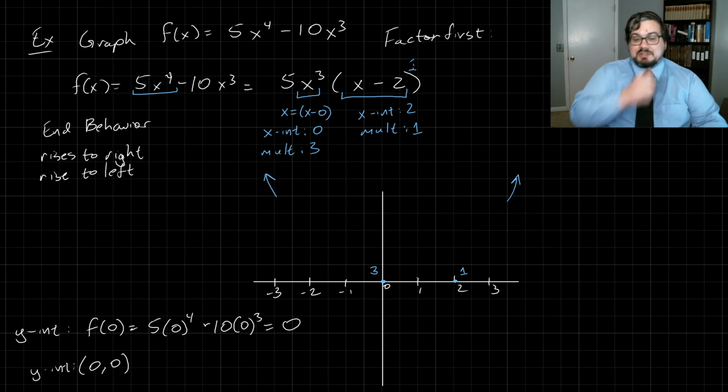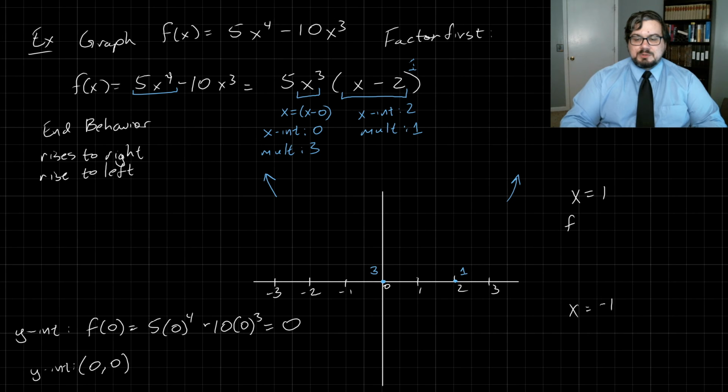So what I like to do in situations like this is to find one or two other easy points to plot that aren't zeros of the function, just so that we can get some more information, some more picture of what's going on here. So let's go ahead and get some other points. I'll go ahead and plug in x equals 1 and x equals negative 1.